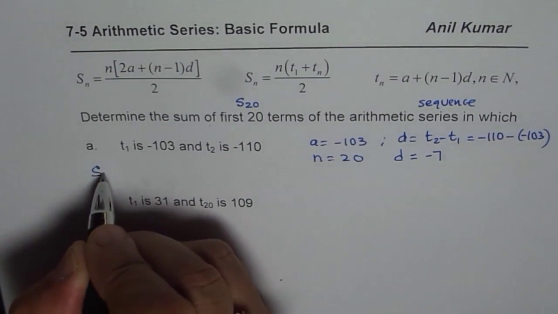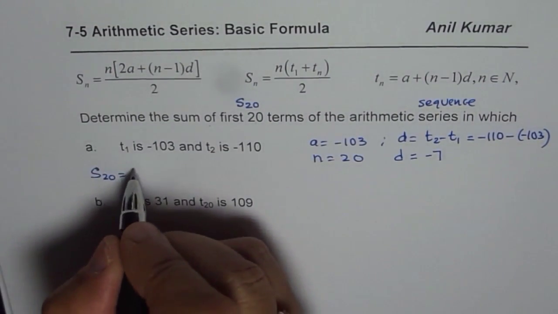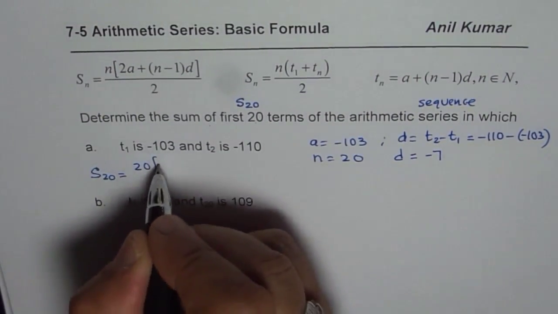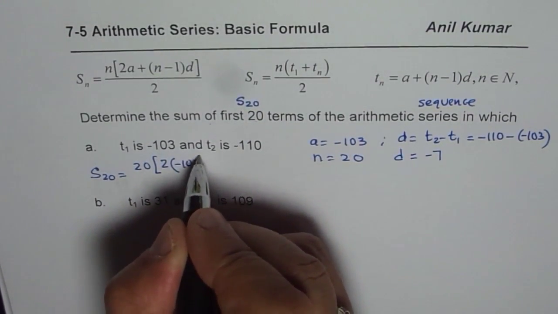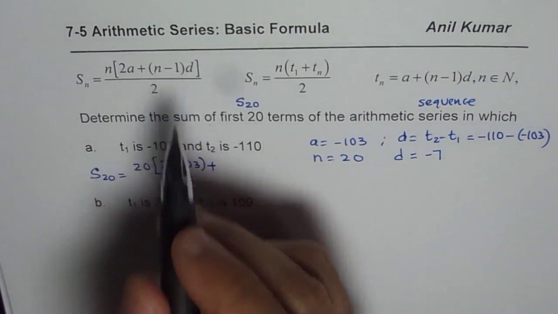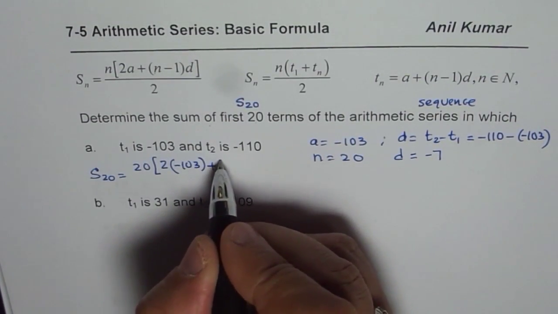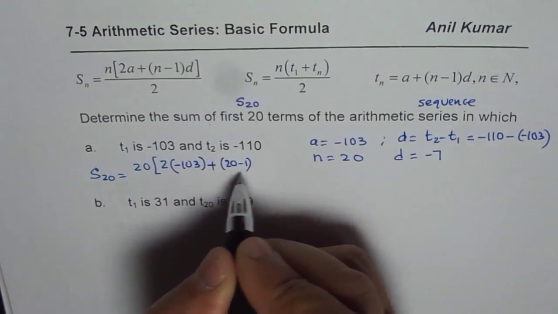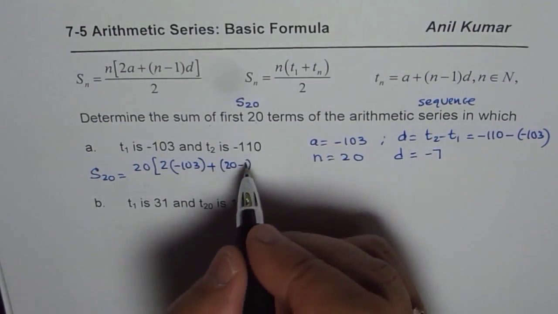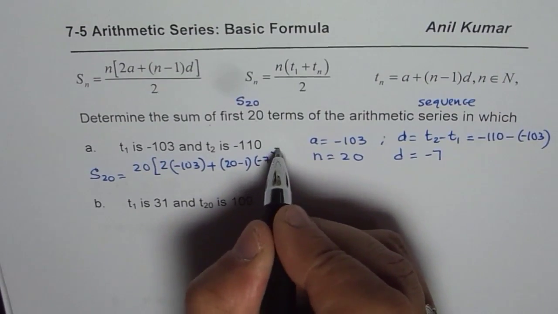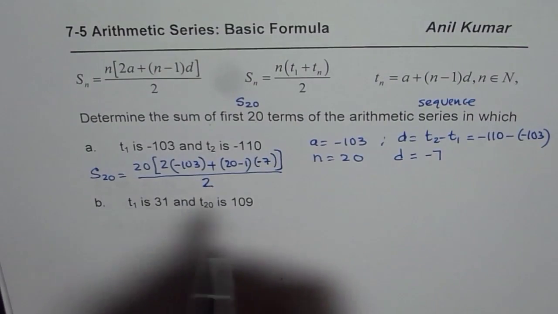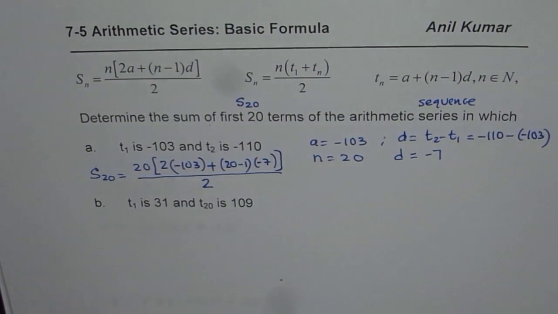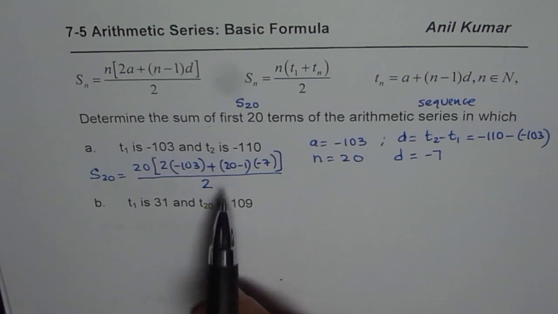So it is S of 20 equals, n is 20 for you, so we write 20 here, within brackets, 2 times a, which is minus 103 given to you as T1, plus n minus 1, that is 20 minus 1. Normally I will write 19 straight away. And d is minus 7. Bracket close. It is good to use these square brackets. Divide by 2. Correct? Now at this stage you can always use a calculator and calculate your answer. So I'll leave that for you.